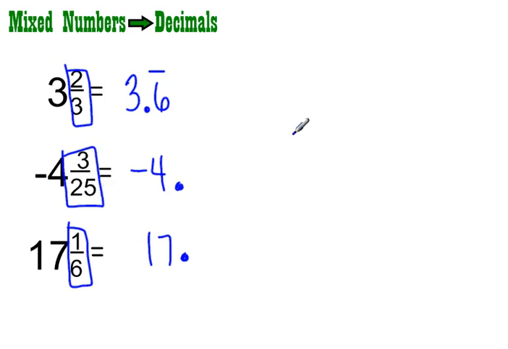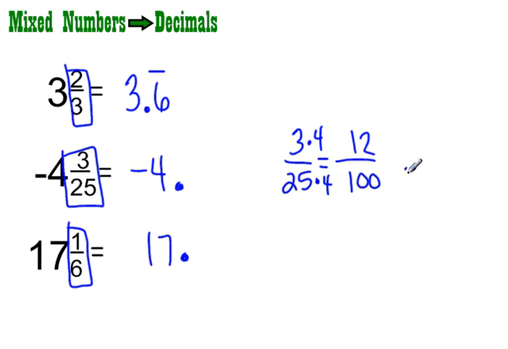3/25. Now, I didn't have you guys memorize 3/25, but this is one of those fractions that you might notice. I can turn this into 100 on the bottom pretty easily. 3 times 4 gives me 12. Well, that's going to be 0.12. So my answer is -4.12.